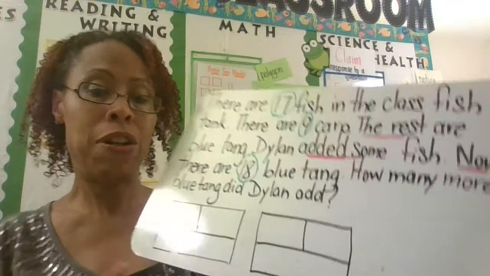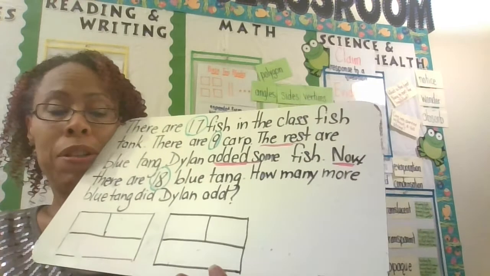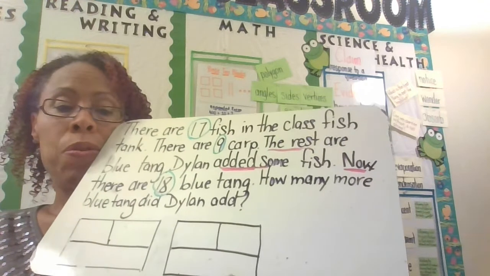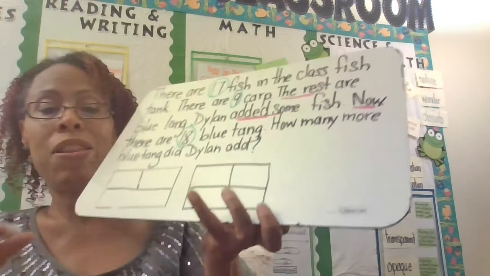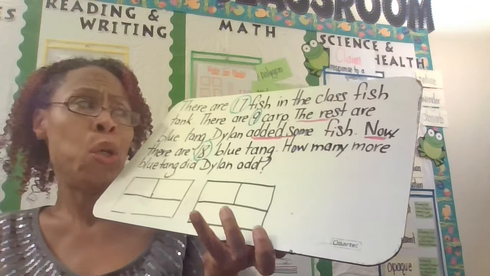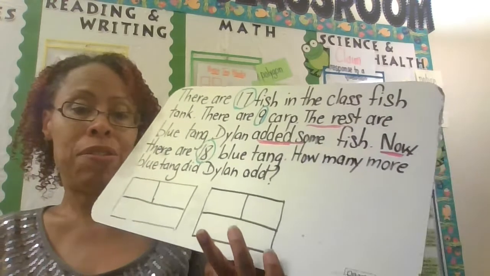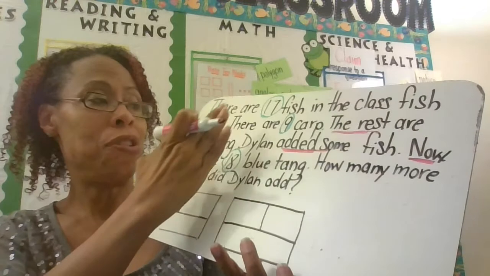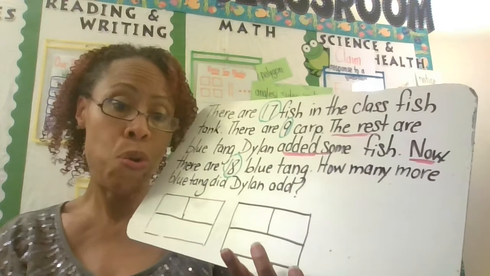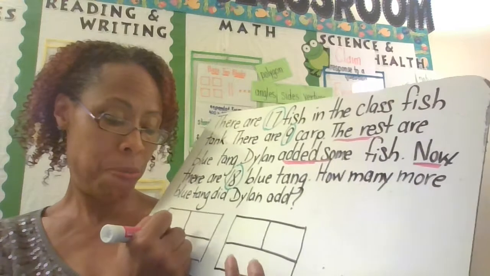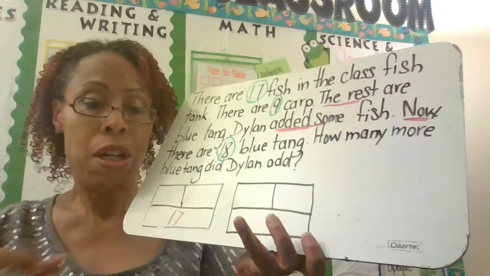All right, so when we use the tape diagram, and in this case we're going to use two different ones, the reason why you're using it is to decide how the problem is set up, or what the problem is asking you and telling you. We know that there are 17 fish in the class fish tank. That's starting it all off. It's the total number of fish, so we're going to put it in the whole section of this tape diagram.